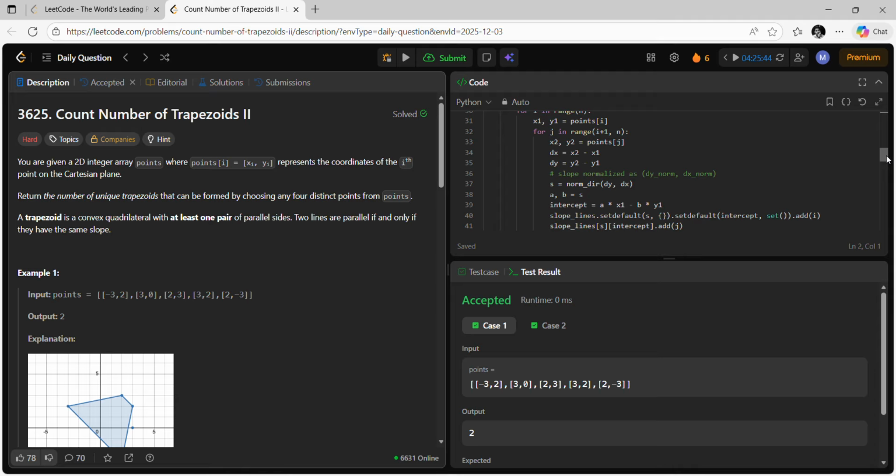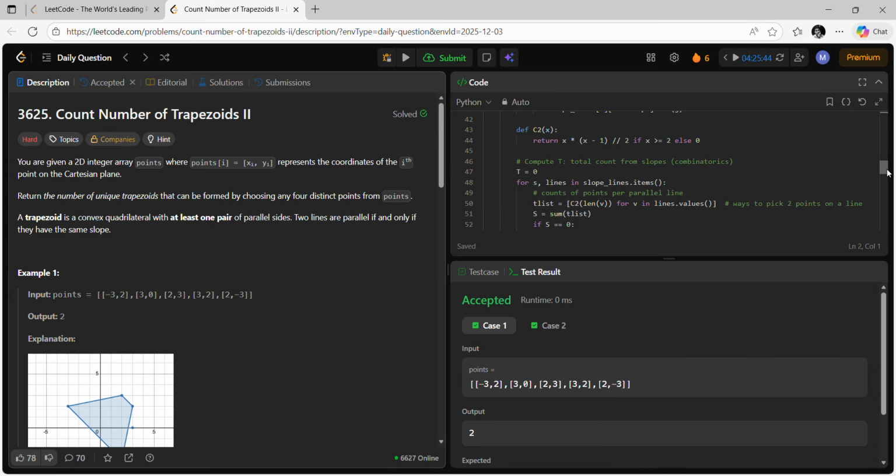So we use a set to collect point indices that lie on the same geometrical line, that is, parallel group plus intercept. Why? Because we want to know how many points are on each distinct parallel line for each slope, so that will enable combinatorial counting later. Okay, the complexity here is an outer double loop, O(n squared), and each insertion into the dict or set is average O(1).